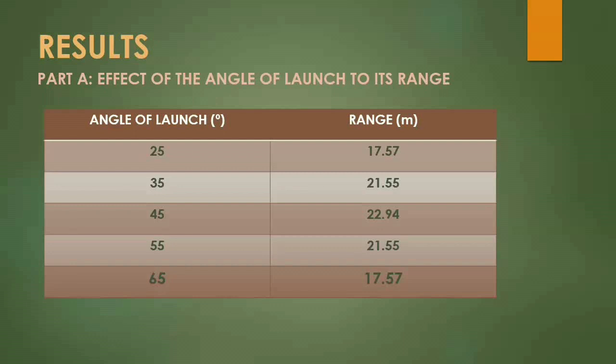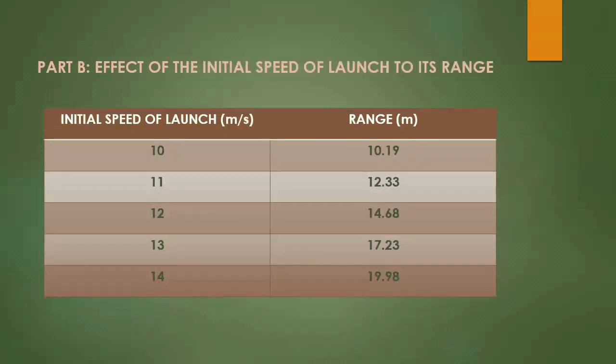So here we can say that range is directly proportional to angle of launch only up to 45 degrees, and then inversely proportional up to 90 degrees. For part B, which is about the effect of the initial speed of launch on its range, we will observe the change of range due to different initial speeds of launch.